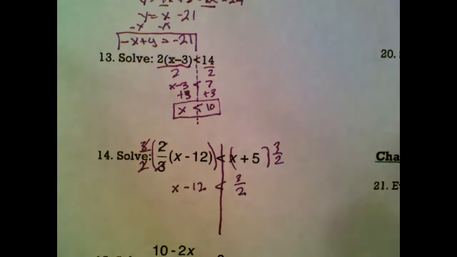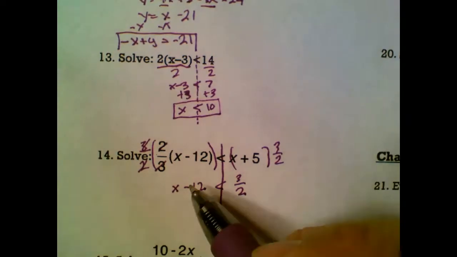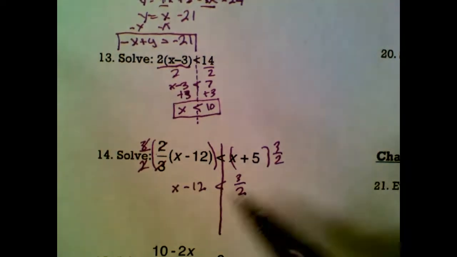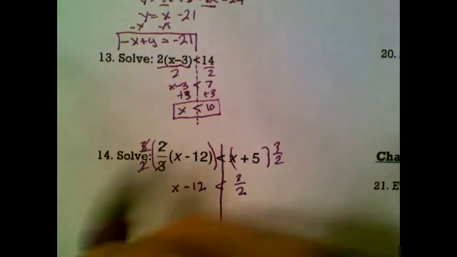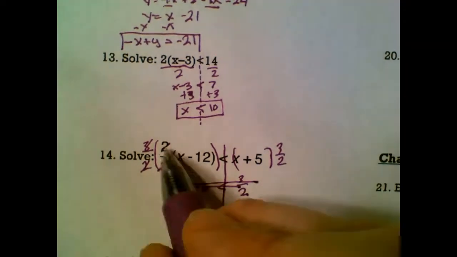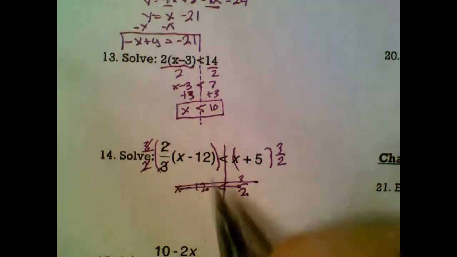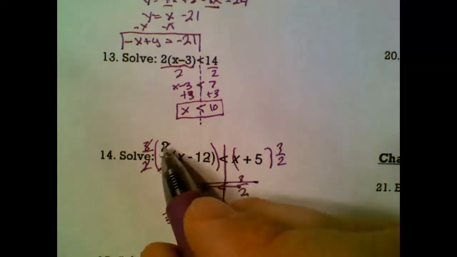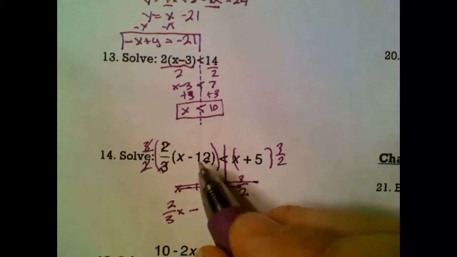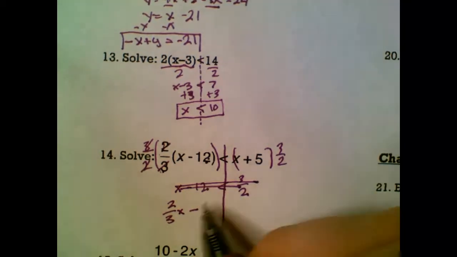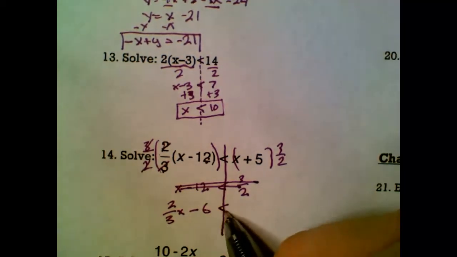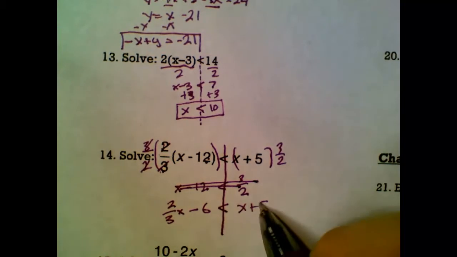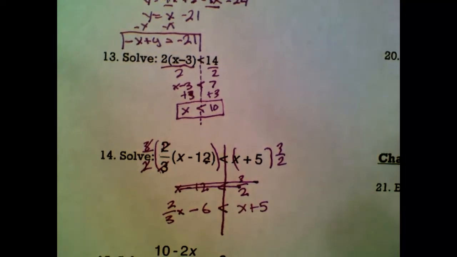Let's distribute this in. Okay? So, erase everything that you knew about this problem so far. We're going to distribute this in. So, 2/3 times x. Let's distribute that in. So, we've got 2/3 x minus 2/3 times 12. Well, 2 times 12 is 24. 24 divided by 3 is 6. So we got minus 6. And that is less than x plus 5 that we had up there. Okay, I think this is a better way of doing it.